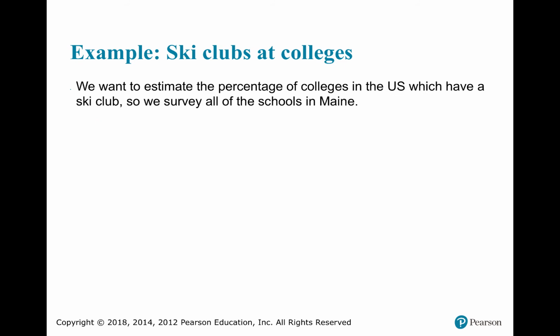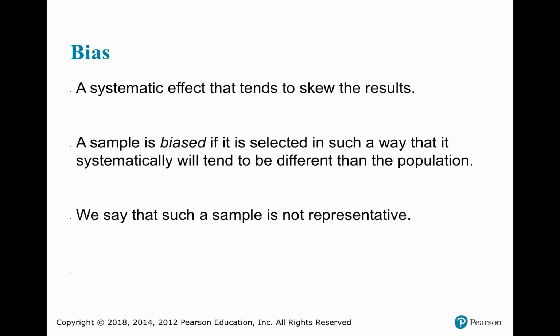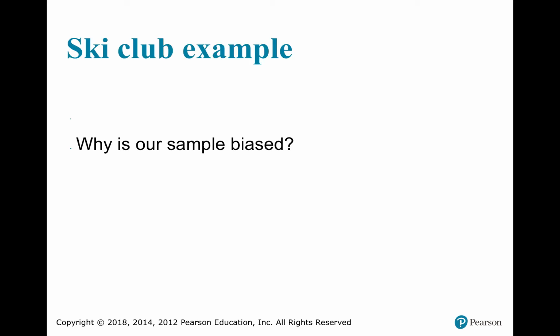Here's an example. I'd like to estimate the percentage of colleges in the U.S. which have a ski club. So we'll take the schools in Maine as our sample. Okay, so the population is all U.S. colleges. The sample is Maine colleges. Sample bias is what happens when there's some systematic way in selecting the sample that tends to skew the results. So we would like our sample to represent the population, and we want it to look like the population. And if we're using some method of selection that tends to make it not look like the population, that's called bias. Ski club example, why might that sample be biased? I want you to think about that.